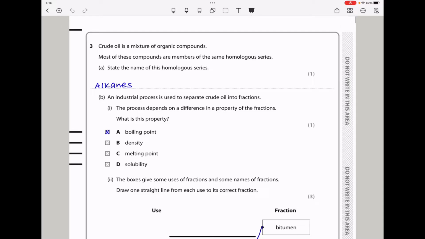State the name of this homologous series. We know that crude oil is a mixture of alkanes, so we can say the homologous series is alkanes. In part B, they say, an industrial process is used to separate crude oil into fractions. The process depends on a difference in a property of the fractions. What is this property? Substances present in crude oil are separated into different fractions using the difference in their boiling point. So my answer here was A.